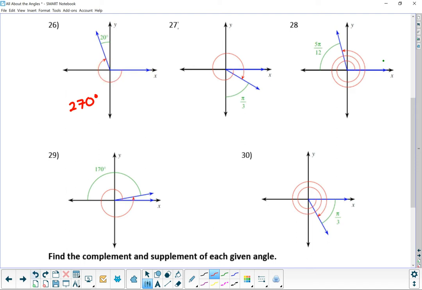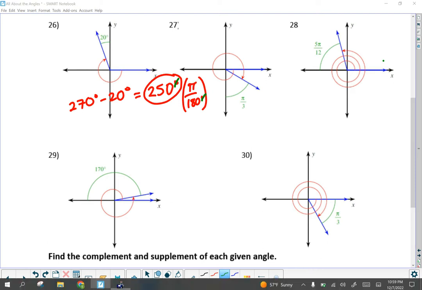Okay, so 270 degrees, and I need to take away 20 degrees from there, which you can do without using a calculator. You get 250 degrees. Okay, that's my answer. But if I need to convert that to a radian, I need to multiply this by pi over 180 degrees. Again, the reason is because I want these degrees to cancel, and the pi's don't cancel. That's why I'm left with a radian.